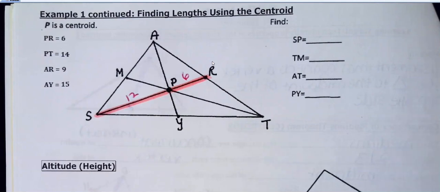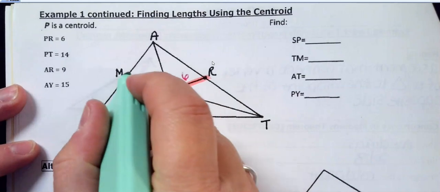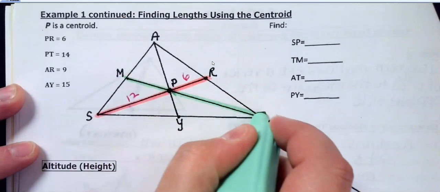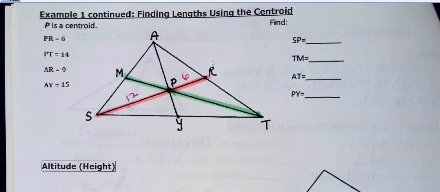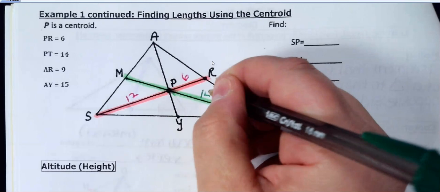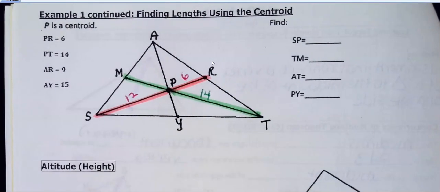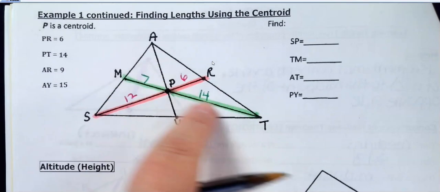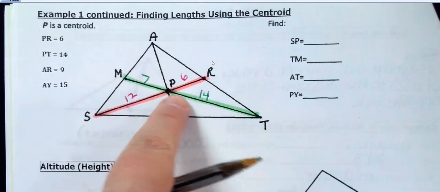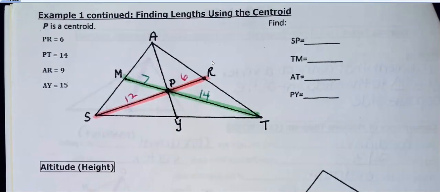Okay, over here it says PT, which is here, so I'll just go ahead and highlight the whole median involved there. So P to T is supposed to be 14. Could you tell me what M to P would be? If P to T is 14, what would M to P be? So like this little piece right here. What do you think? Perfect, 7. This is the longer piece, right, from the vertex to the centroid. So if that's 14, just cut it in half. That's 7.